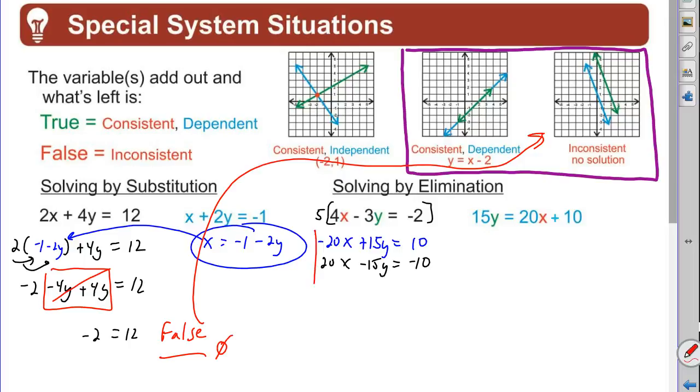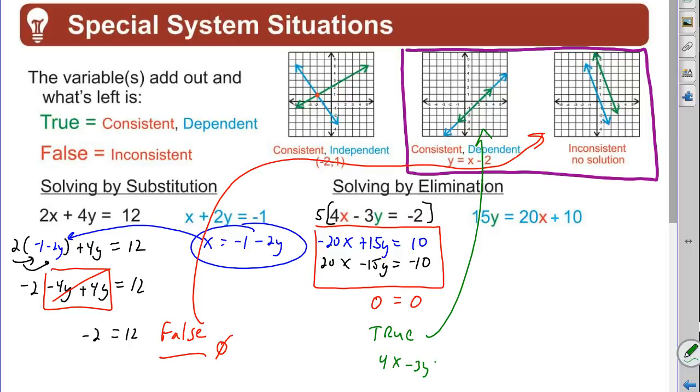Now look what happens when we add these two equations up. The x's are gone, right? And the y's are gone, and the left side is 0. And guess what? The right side is 0. This is a true result, right? This is true. And so the solution is the equation of the line. This is consistent and dependent, right? And you would have to write one of the equations of the line. I'll take the first one. It was in standard form, 4x minus 3y equals -2.